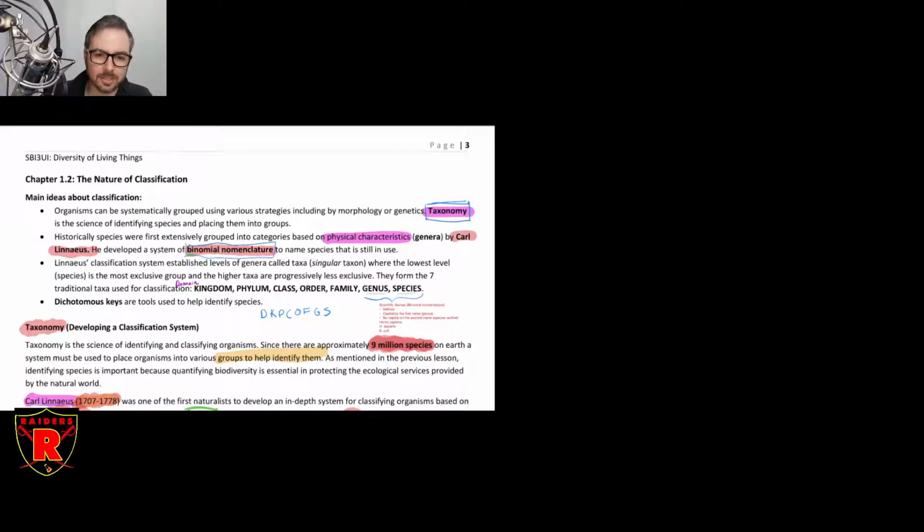So what we're going to discuss today is the idea of classification. There are so many different things out there. How do we keep them all straight? We have to have a good system in place for organizing living things. If we want to monitor biodiversity, if we want to keep track of how things interact with other things, we need a good system of classification, an organizational system for life.